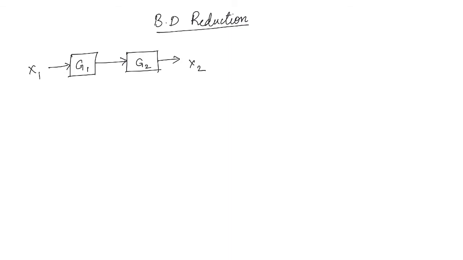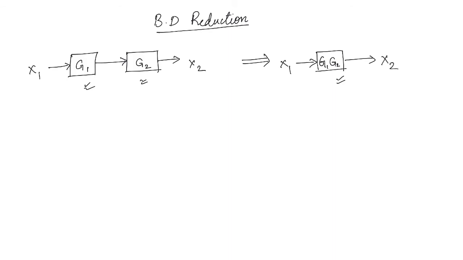Now this can be reduced to one single block, and the transfer function of this block will be g1 into g2. So you just have to multiply the individual transfer functions, then you can represent them by one single equivalent block. So this will be equal to x1 and this will be equal to x2.